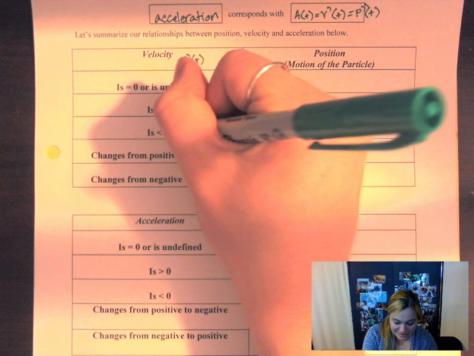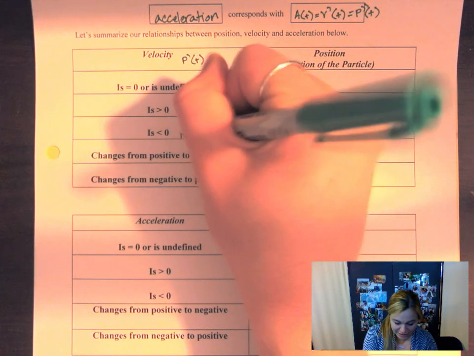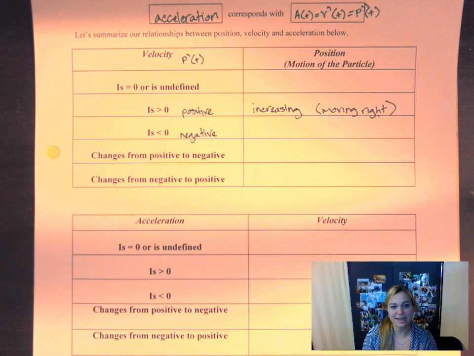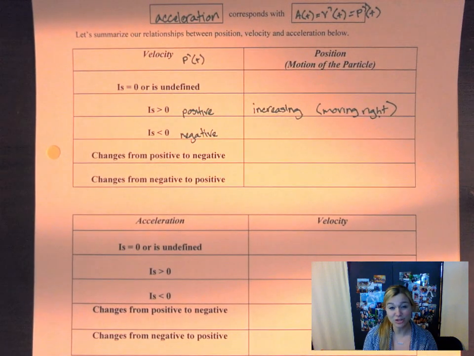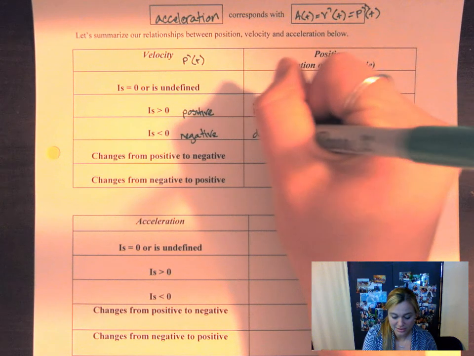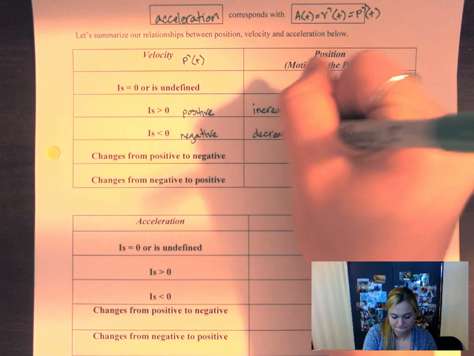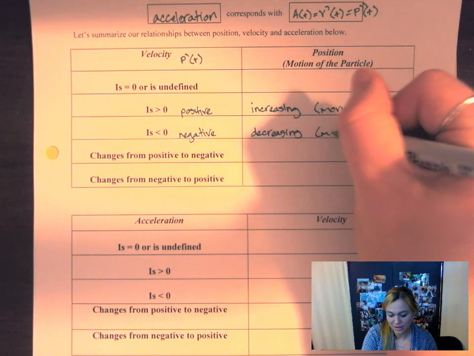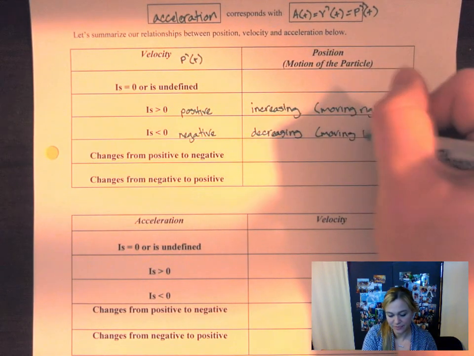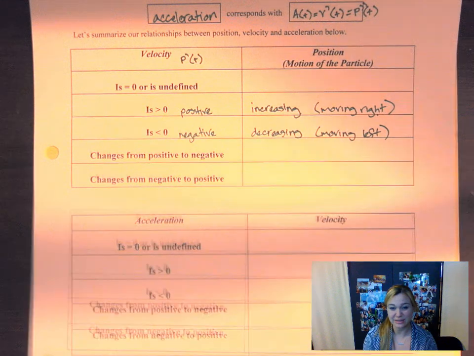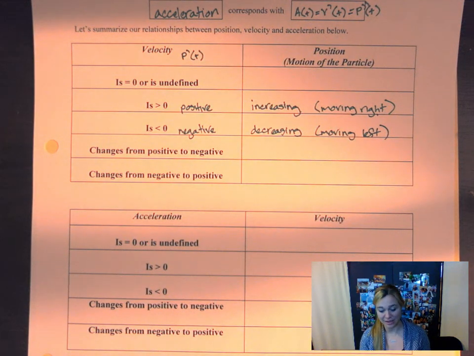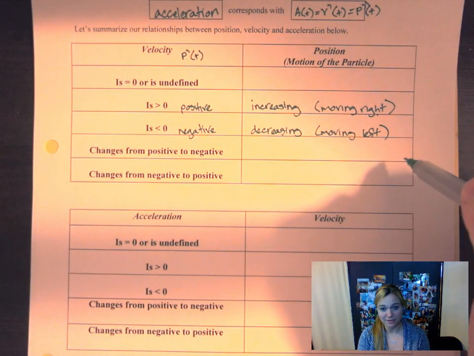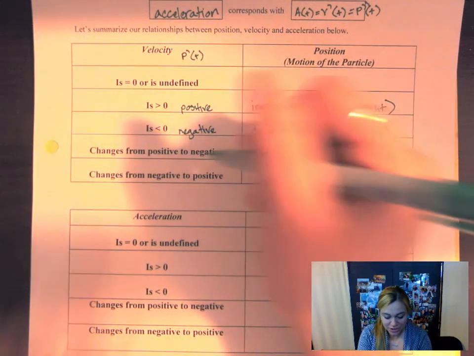If velocity is negative, or I can say the derivative of position is negative, that means the function it's the derivative of, in this case position, is decreasing. So which way? Moving left. So that's the only new part of this. The same connections that you made in the last unit you're making here, just moving right and moving left is the new part.